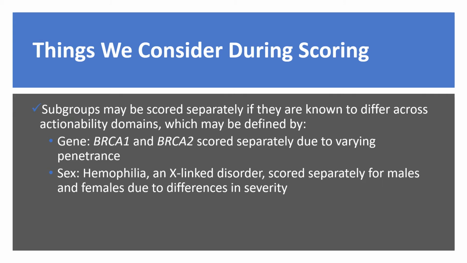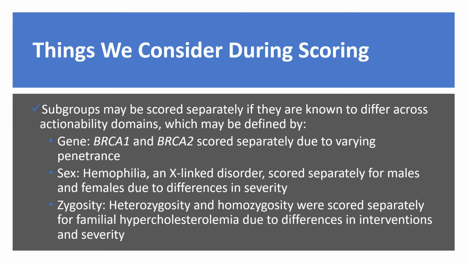We may want to score subgroups differently defined by sex. So an example would be hemophilia. It's an X-linked disorder, so we scored this separately for males and females due to difference in severity between males and females. Or we may want to score it differently for zygosity. For familial hypercholesterolemia, we scored it separately for heterozygosity versus homozygosity due to the varying severity.